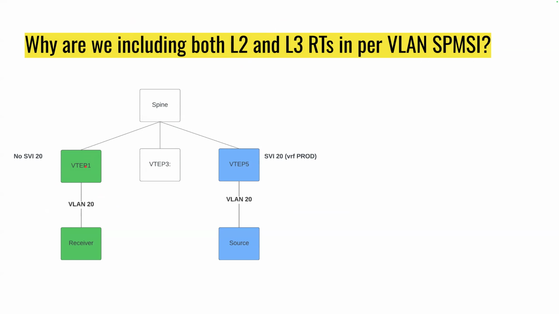All right, maybe let's discuss this scenario and see if you guys are able to come up with the answer for that. So we have one receiver here in VLAN 20 behind VTEP 1, and this is just an L2 VTEP for that VLAN 20. That means we do not have SVI 20 present here. And we have a source here on VTEP 5, which is also publishing the feed in VLAN 20. And here we have that SVI 20 as part of this VRF prod, for example.